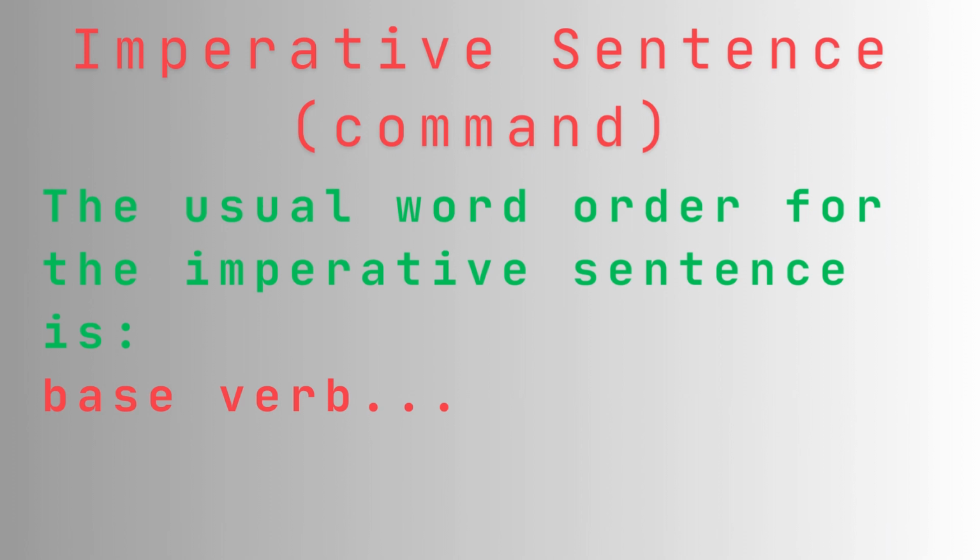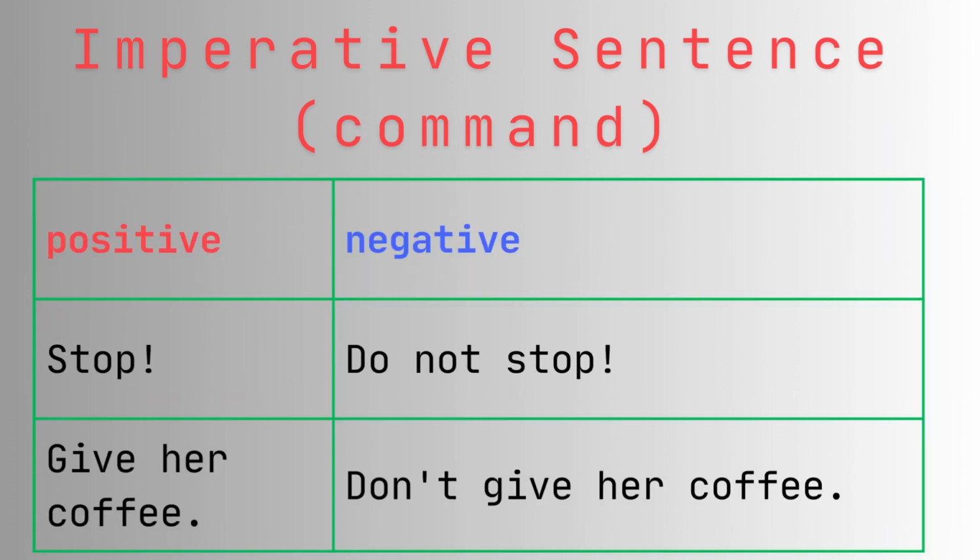Look at these examples. Positive. Stop. Give her coffee. Negative. Do not stop. Don't give her coffee.